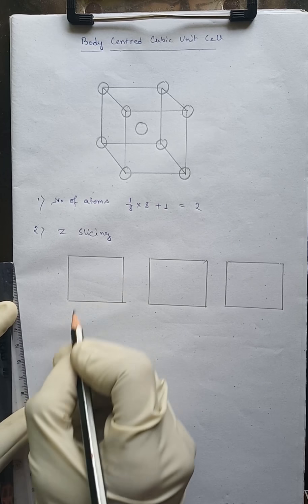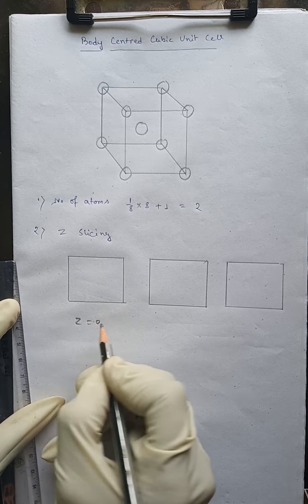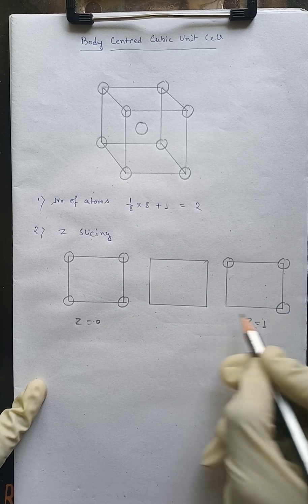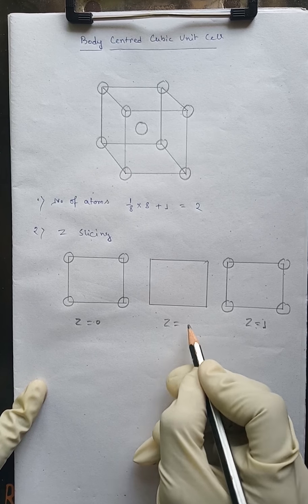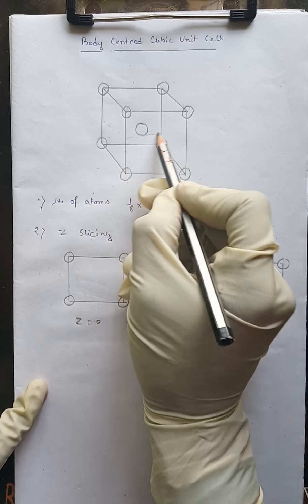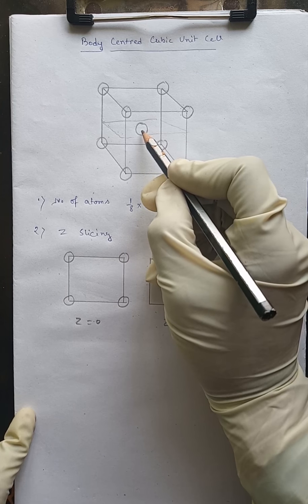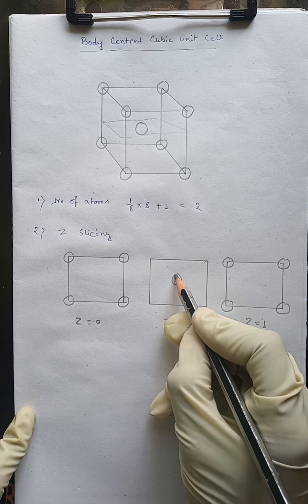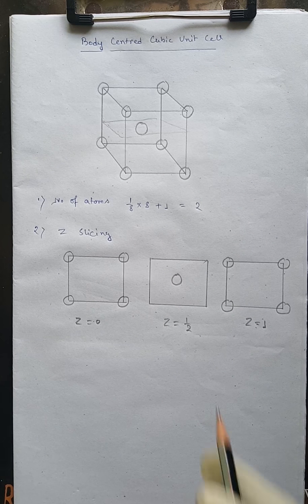Now see, this is at z equals to 0. Where are the atoms? The atoms are occupying the corners. So this is for z equals to 0. Similarly, for z equals to 1, the image will be the same. And in case of z equals to half, that means this plane, this plane contains one atom at the middle. So in the case of z equals to half, the atom will be here. This is the Z slicing.